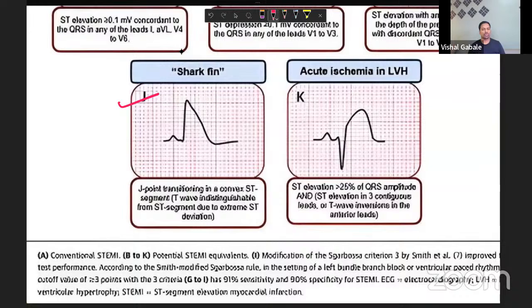Posterior wall. No. Not posterior, inferior wall MI. Got it. It's seen in the inferior wall MI. Okay, similarly, acute ischemia in LVH. So here you can see this type of deep Q wave followed by the ST elevation. All right. So this type of morphology is seen in the LVH patient with the acute ischemia.